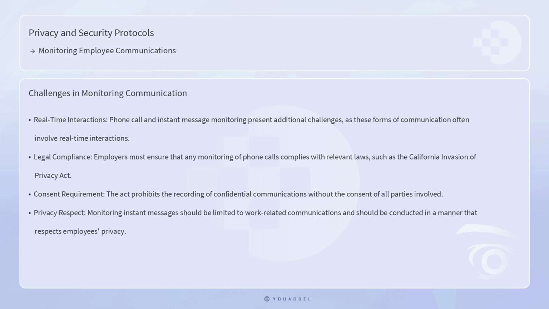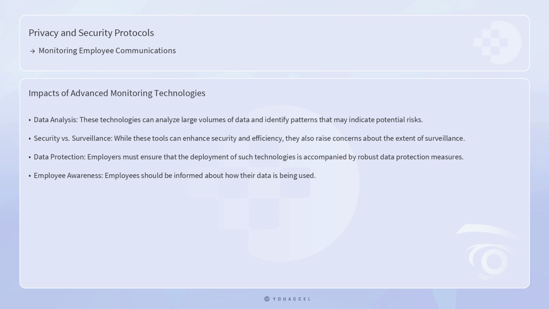Phone call and instant message monitoring present additional challenges, as these forms of communication often involve real-time interactions. Employers must ensure that any monitoring of phone calls complies with relevant laws, such as the California Invasion of Privacy Act, which prohibits the recording of confidential communications without the consent of all parties involved. Similarly, monitoring instant messages should be limited to work-related communications and should be conducted in a manner that respects employees' privacy.